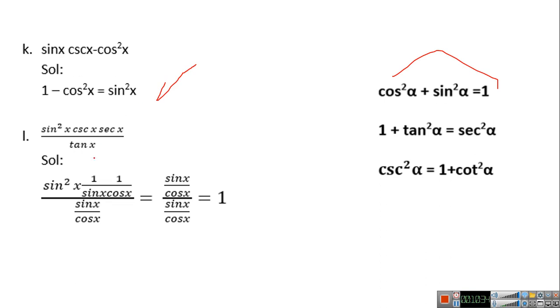This is simple. Now cosecant is 1 over sine, and the secant is 1 over cosine, and tangent is sine over cosine. So cosine cancel out. Sine and sine square remain, sine up. So you have sine x up and sine x down. Sine x up and sine down, it's equal to what? To 1.